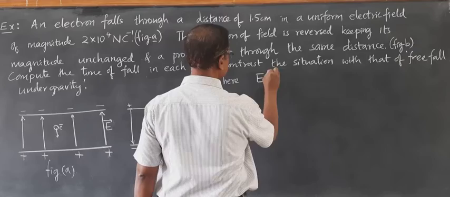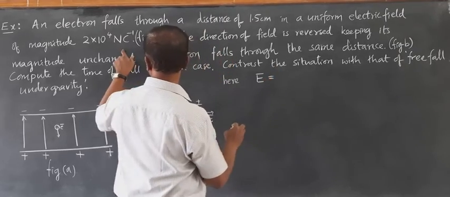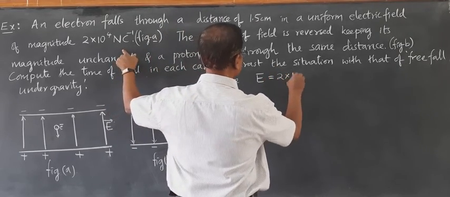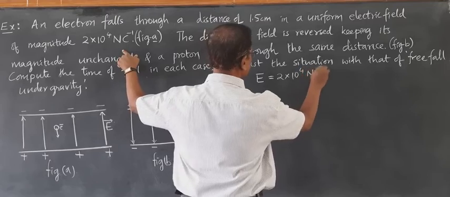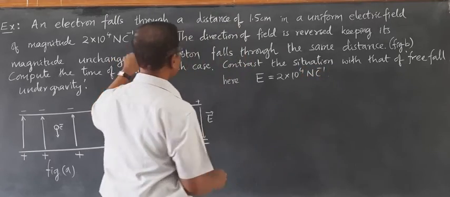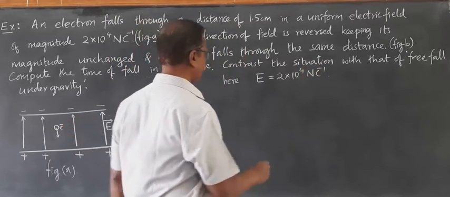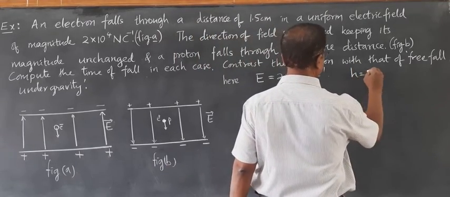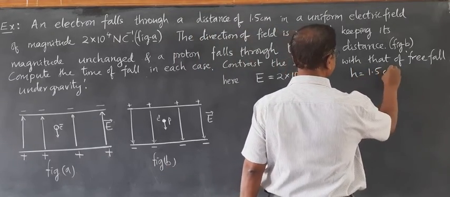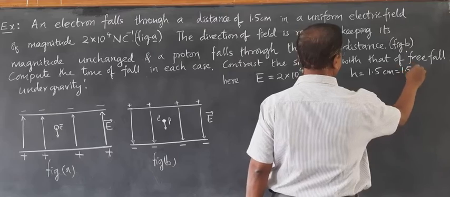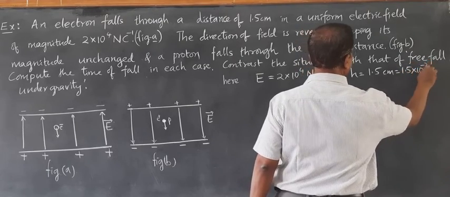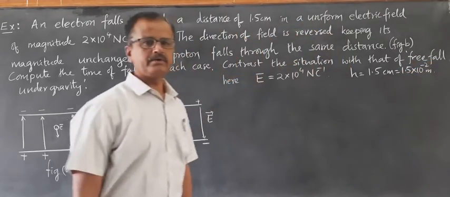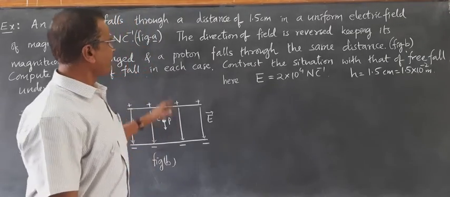The electric field is given. Magnitude of electric field is 2 into 10 to the power of 4 Newton per coulomb, and the height through which it has fallen is given, 1.5 centimeter. That is 1.5 into 10 raised to minus 2 meter.